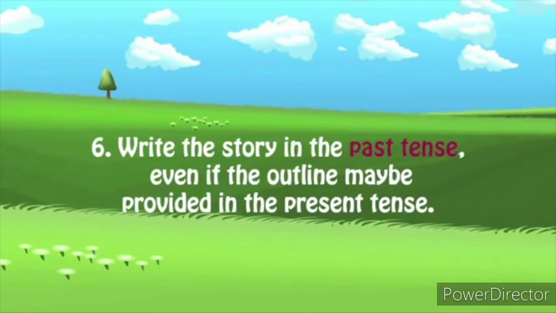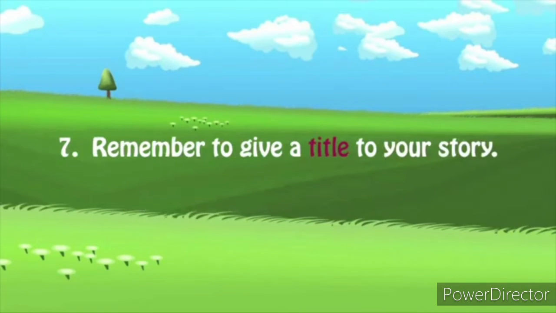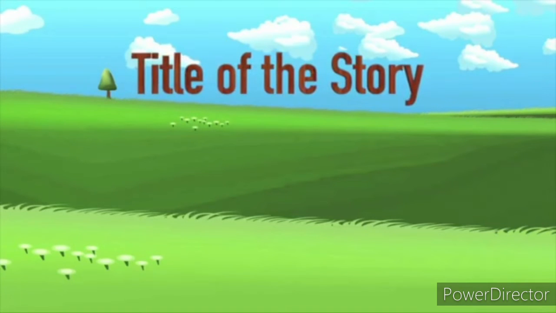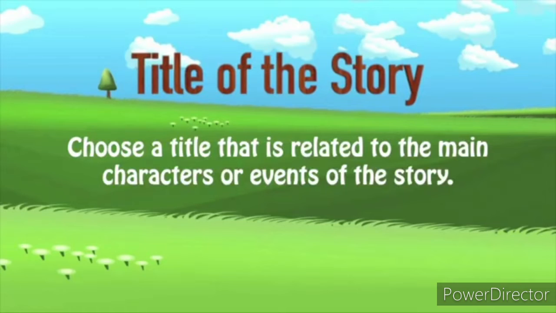The sixth point is write the story in the past tense. I repeat, write the story in the past tense even if the outline may be provided in the present tense. Finally, the very important point is remember to give a title to your story. Choose a title that is related to the main characters or events of the story. Please note, in the title, the main words begin with capital letters.